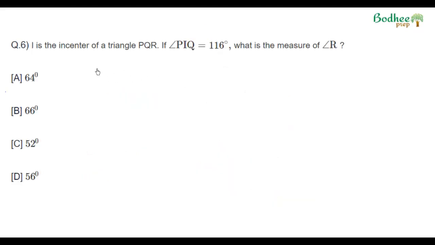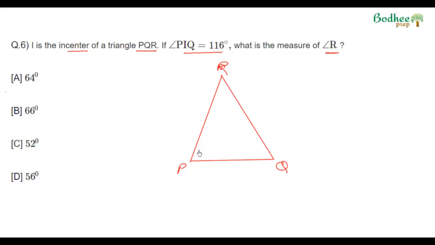Now in this question it says that I is the incenter of the triangle PQR and the angle is also given to us. We need to find the measure of angle R. So this is a straightforward formula based question. If you know what incenter is, then you must have gone through the formula, and that is for any triangle. In this case the triangle is PQR, something like this, right? So incenter is a point wherein the angle bisectors intersect.